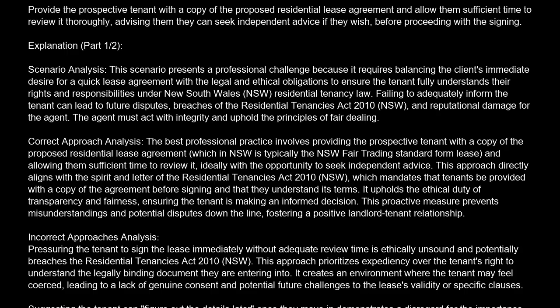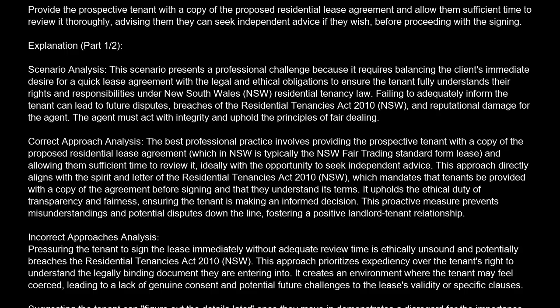It upholds the ethical duty of transparency and fairness, ensuring the tenant is making an informed decision. This proactive measure prevents misunderstandings and potential disputes down the line, fostering a positive landlord-tenant relationship. Incorrect approaches analysis. Pressuring the tenant to sign the lease immediately without adequate review time is ethically unsound and potentially breaches the Residential Tenancies Act 2010, NSW.